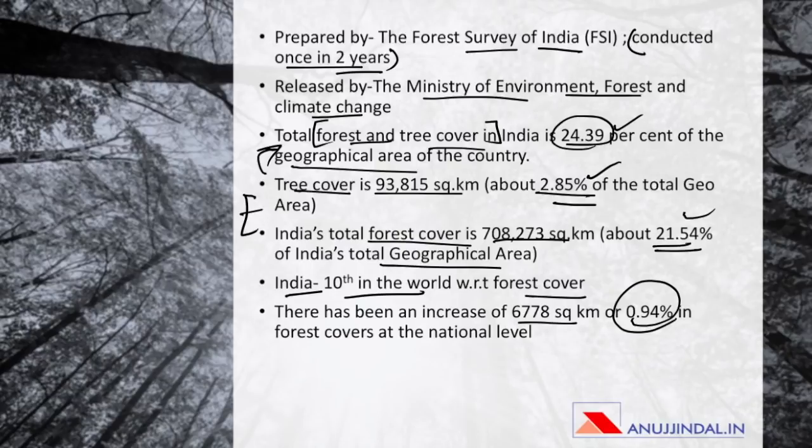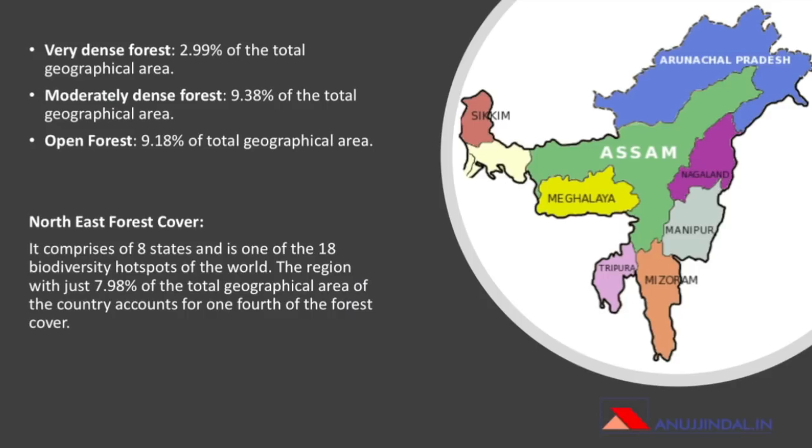So that is very important to remember. Let's talk about some more facts. So here we see that very dense forest is 2.99% of the total geographical area. Moderately dense is 9.38, and open forest is 9.18.